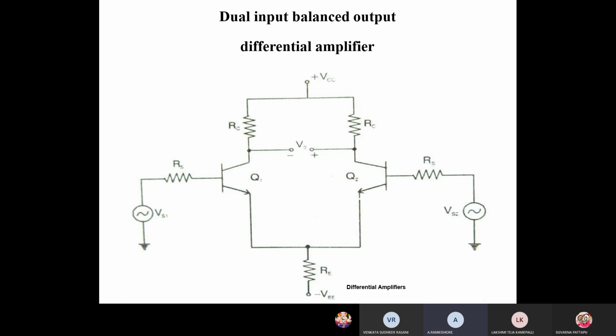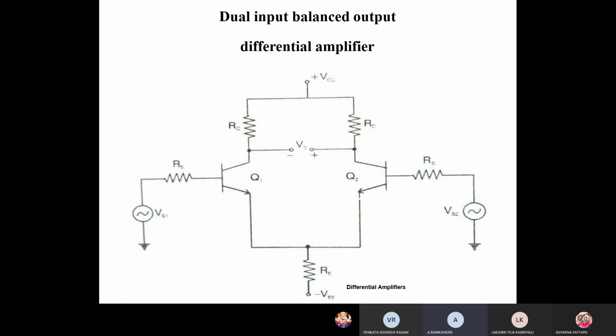So these are useful to determine the differential voltage gain, the input impedance and the output impedance for the dual input balanced output. It also shows how it will be acting, how it will be operating. That will be determined by the input impedance and the output impedance of the 2 transistors.